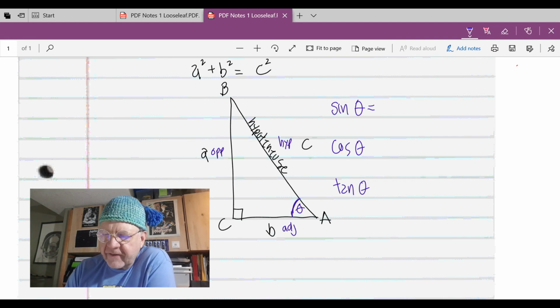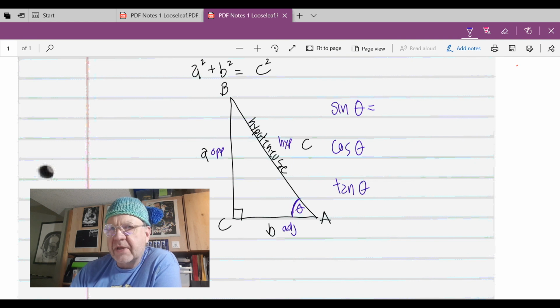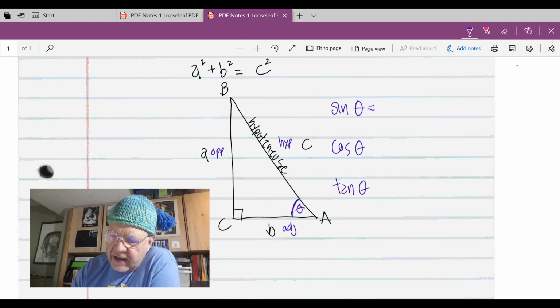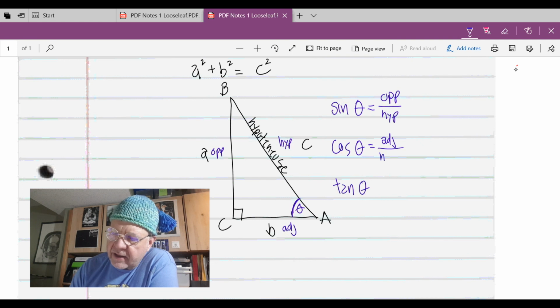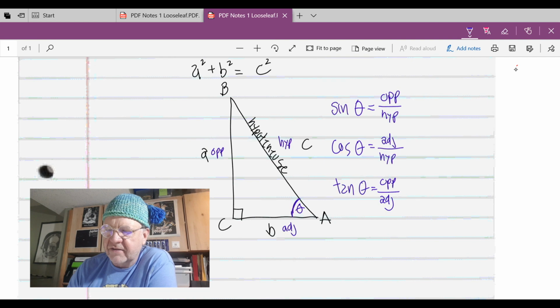And so we went on to define the trigonometric functions as being the ratios of the lengths of sides of a right angle triangle. The sine of theta was the length of the opposite side divided by the length of the hypotenuse. Similarly, the definition of the cosine was the length of the adjacent side to angle theta divided by the length of the hypotenuse. And lastly, the tangent function was the length of the opposite side divided by the length of the adjacent side.